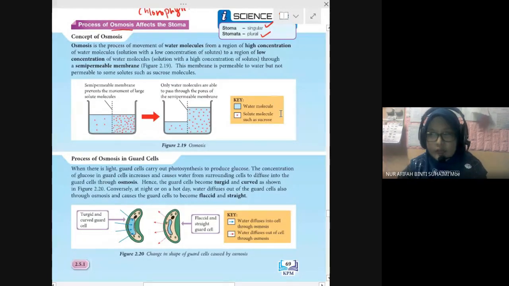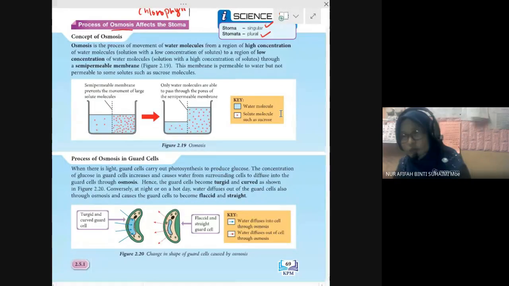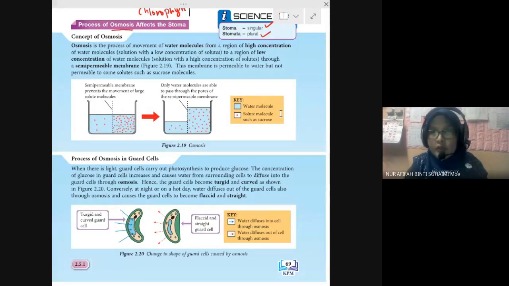Okay, last time we stopped here at the osmosis process. Osmosis is also quite similar to diffusion, but osmosis is the movement of water molecules. It is the process of movement of water molecules from high concentration to low concentration of water molecules. High concentration of water, H2O, to low. Dari kawasan yang banyak air ke kawasan yang kurang air.